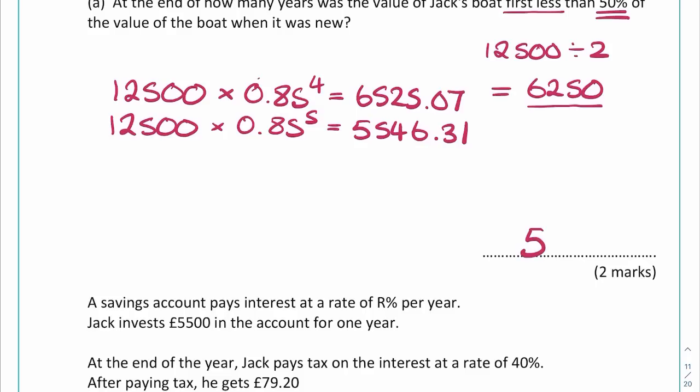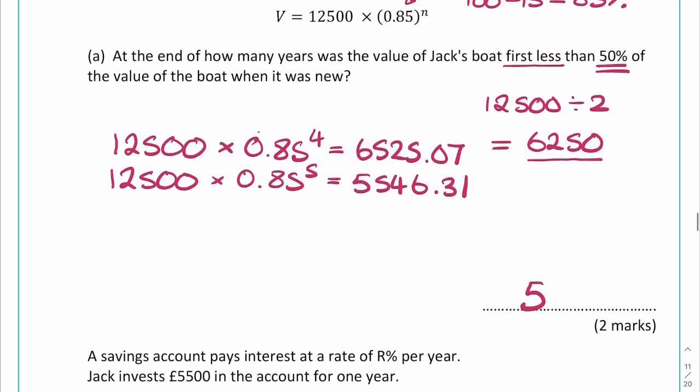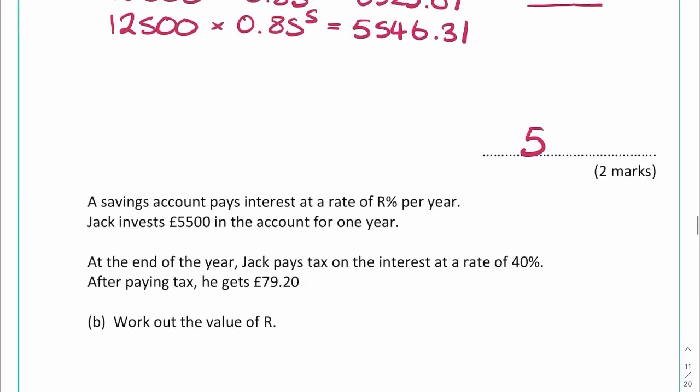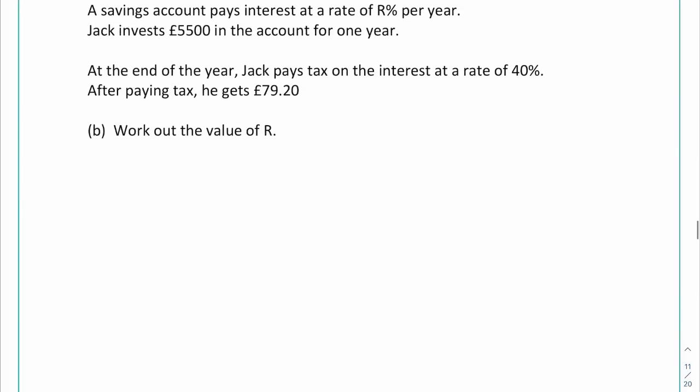You could write 5 years there, but it does say how many years, so it's okay to write the number 5. So there we go, a little bit of depreciation there, and that's obviously important to know this bit at the top as well, because if the question said it depreciates at 15% per year, you would obviously need to write that formula yourself. So you do need to understand where that formula's come from. Okay, on to our next question.